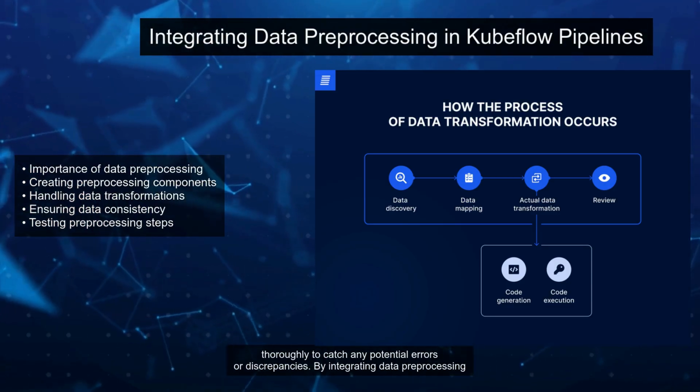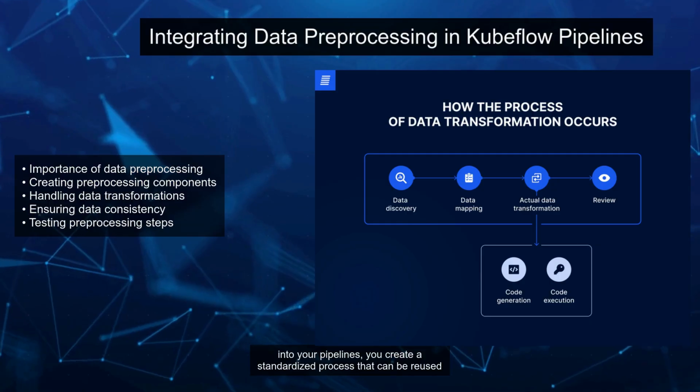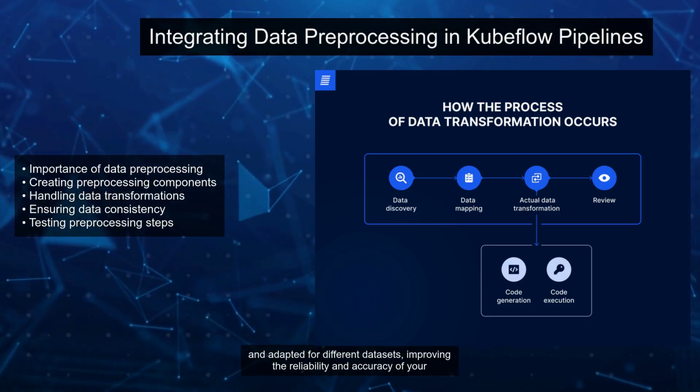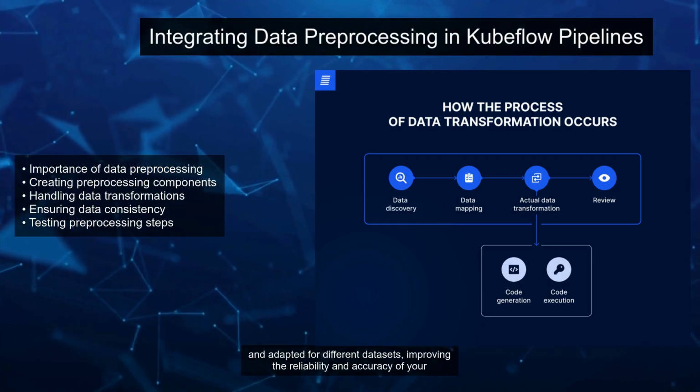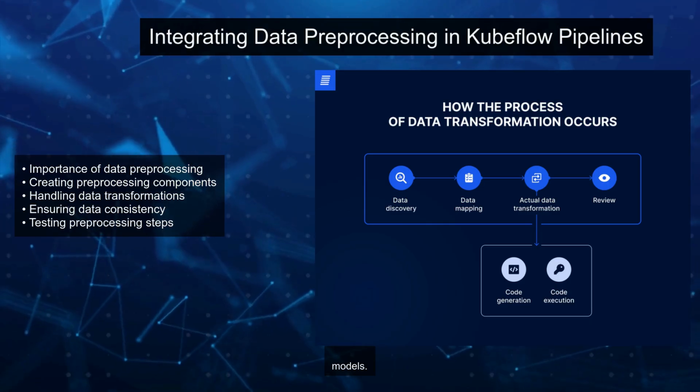To achieve this, test your preprocessing steps thoroughly to catch any potential errors or discrepancies. By integrating data preprocessing into your pipelines, you create a standardized process that can be reused and adapted for different datasets, improving the reliability and accuracy of your models.